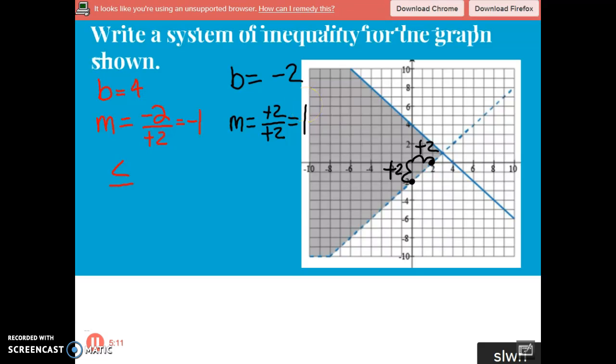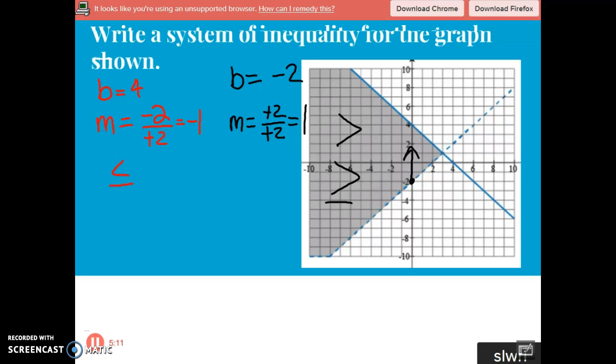Now I need to decide which way this graph is being shaded. Well, here's my y-intercept, negative 2. Just because that's a negative 2 doesn't mean it's shaded down. It's actually being shaded up above that line. So up is either greater than or equal to. The alligator should be eating the y and not the equation.